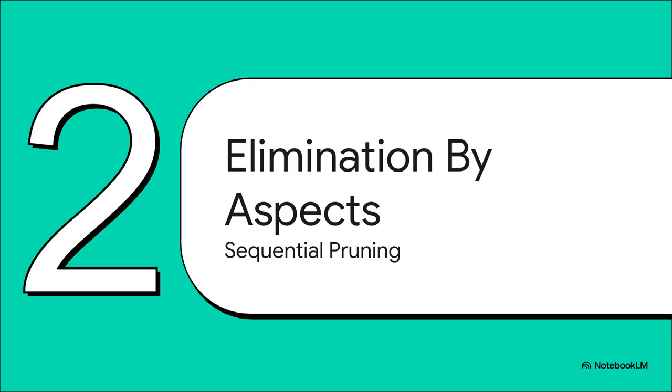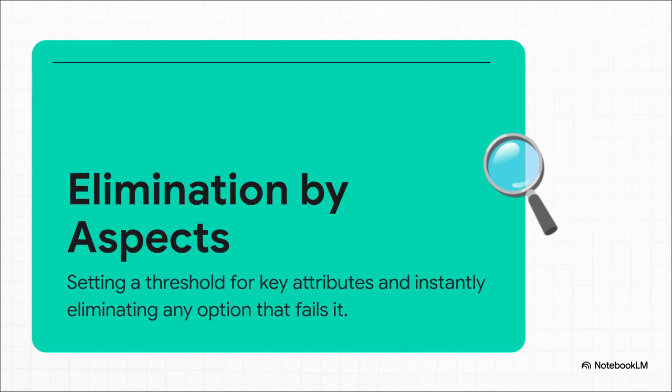Moving right along to Section 2, elimination by aspects. Let's explore our very first structural tool for cutting through all that noise. So, elimination by aspects, or EBA, is all about setting a strict minimum threshold for key attributes, and then instantly eliminating any option that fails it. There are absolutely no trade-offs here. If an option misses the cut, it's just gone.